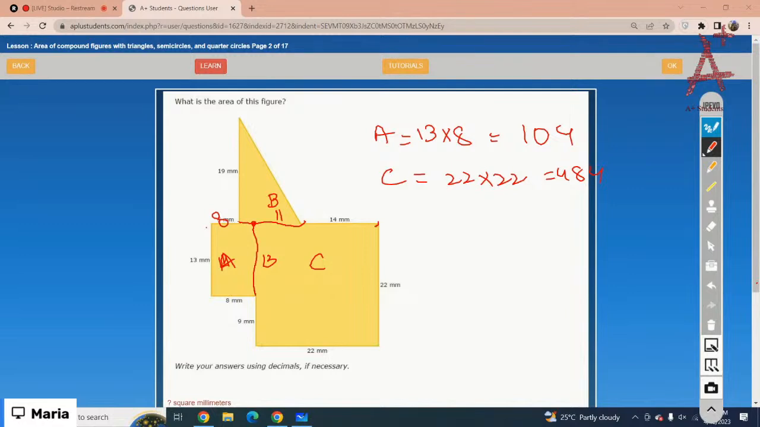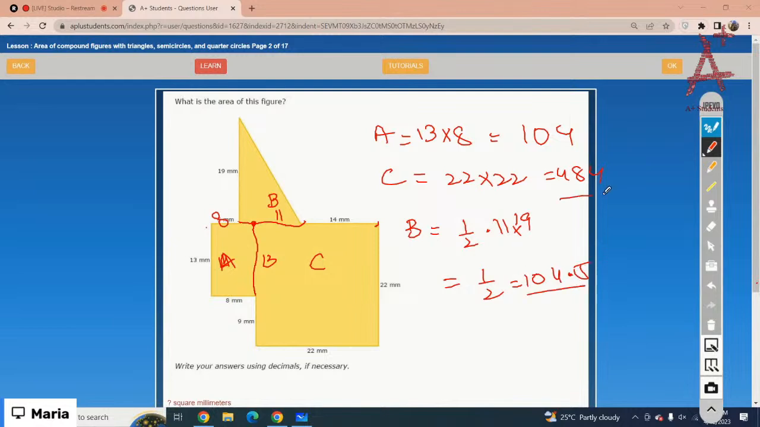B is the triangle, so the area of the triangle is half times base times height. So it would be 1 by 2 times 11, base is 11, and here you have 19. 19 times 11 over 2, that would be 104.5.